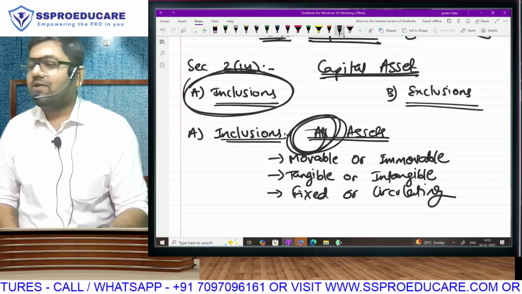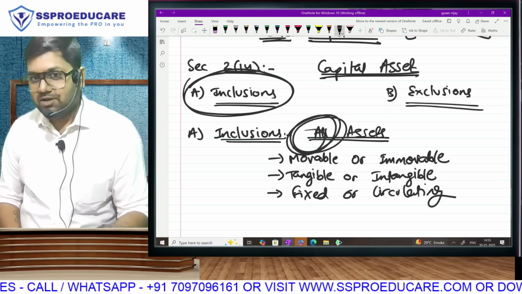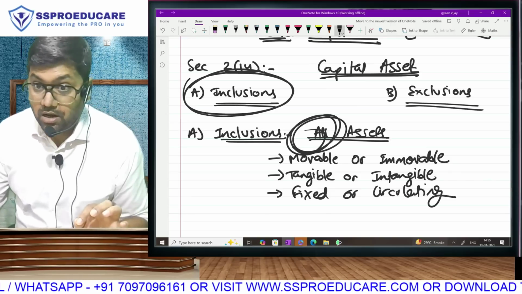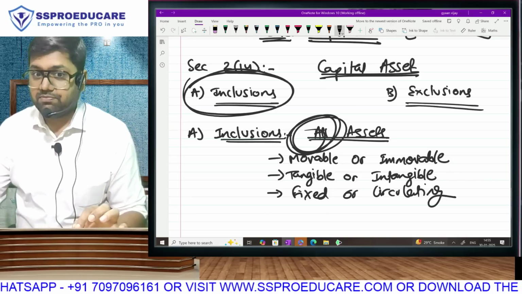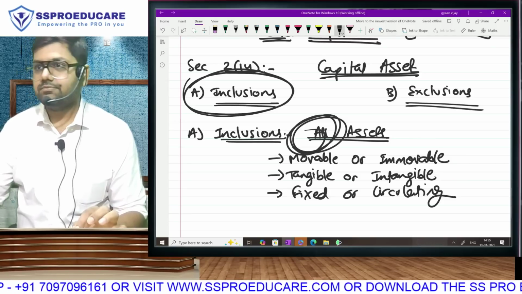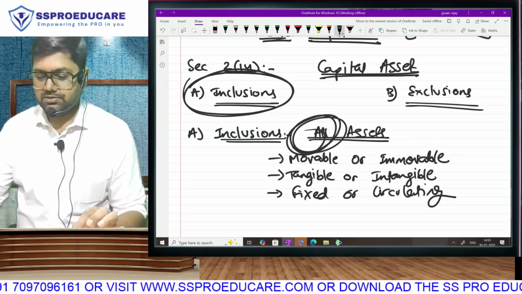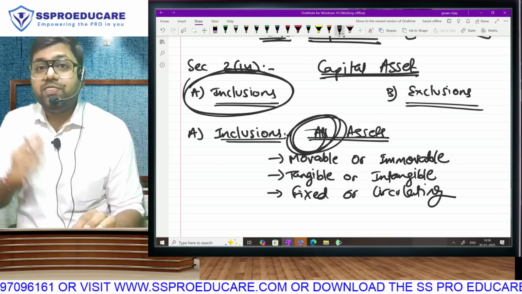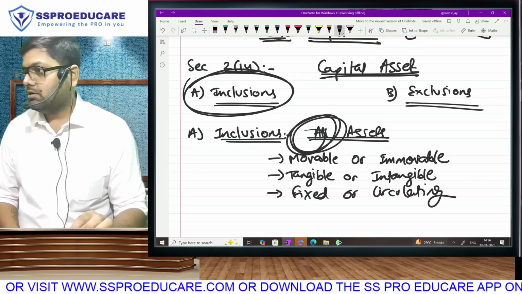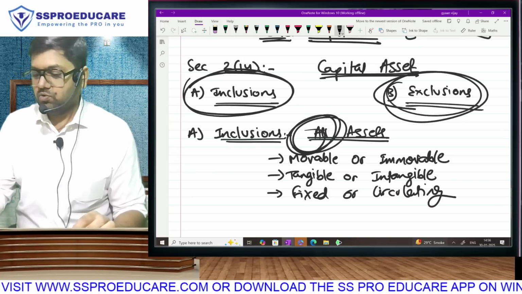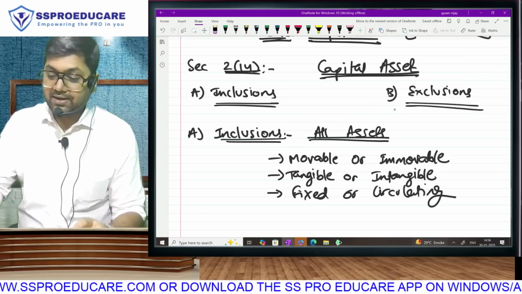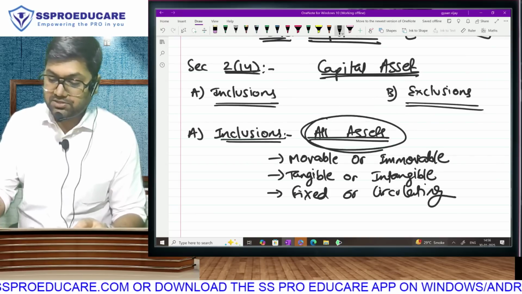So listen, whether tangible, intangible, fixed or circulating, movable, immovable, everything is a capital asset. Everyone is with me? Bro, but there is a twist here. And the twist is that if you define the inclusions in such a poor and horrible manner, we have no choice but to go and learn. Because somewhere when we talk about our notebook, pen, calculator or bag, it comes in this.